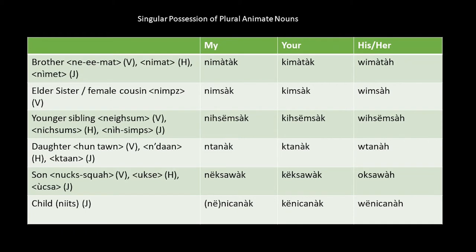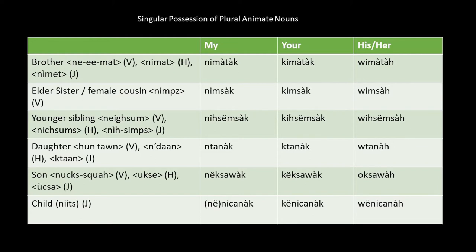First, we'll learn how to pluralize some of the family terms we learned in the previous lesson. First person, my brother is niemand. To pluralize that to my brothers, you would say niemandtuk. For your brothers, kimatuk. For his or her brothers, you would say wimata. Note that the ending is different here.